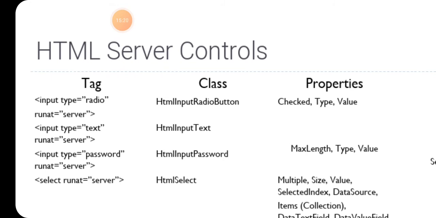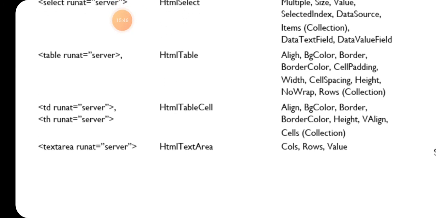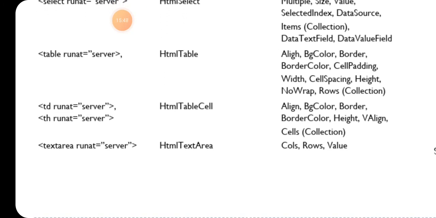If we specify the input type as password, it will display the encrypted key in value. It has also the properties max length, type and value. Next, HTML select. HTML select is nothing but just like a drop down, just like our drop down list in Visual Basic. Its properties are multiple, size, value, selected index, data source, items, data text field, data value field.